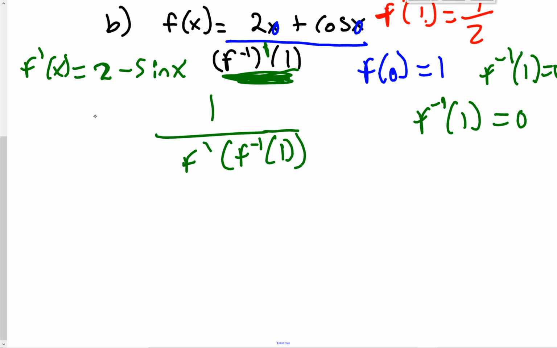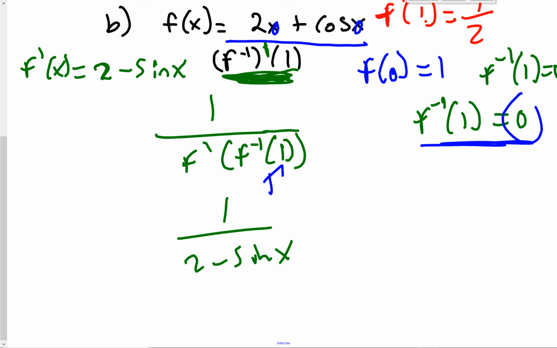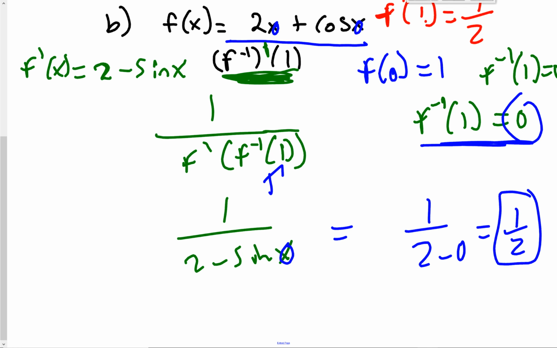So now I can go ahead and plug in my function. So 1 over 2 minus sine x. And then what's going to go in for the x is my f inverse, which equals 0. So that's going to be 0 right there. So I go 1 over 2 minus sine of 0. Sine of 0 is still 0. So I get 1/2. So that equals 1/2.